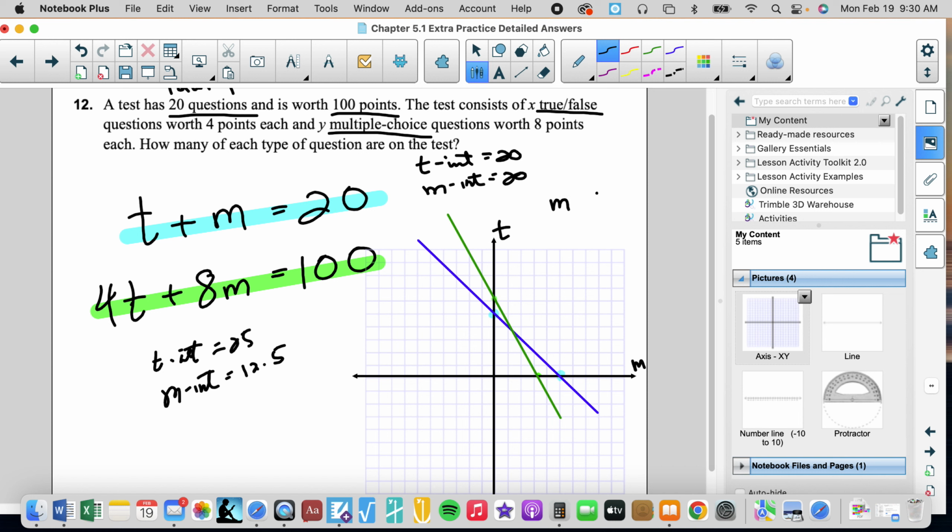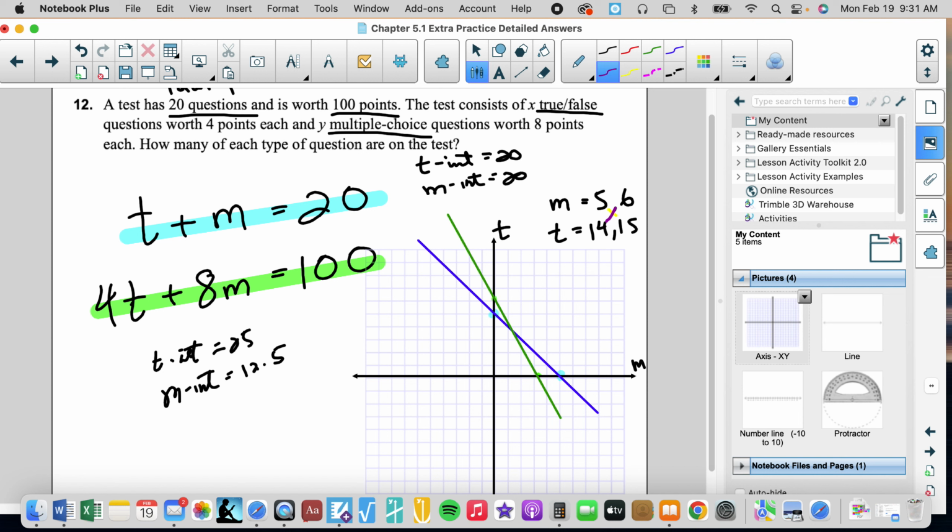M is either 5 or 6. And T is either 14 or 15. Well, that has to equal 20, so it's either going to be these two or these two. So I'm thinking about M plus T must equal 20.